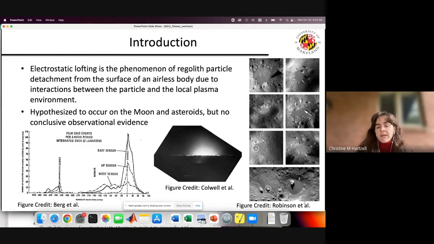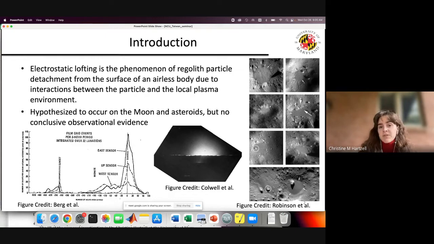So these, in the bottom of craters, a collection of small particles in the bottom of craters. It looks like a flat, smooth surface. And they call this a dust pond. And it was thought, well, maybe electrostatic lofting is causing particles to be deposited into these ponds. But nonetheless, we don't really have any conclusive evidence that these phenomena are occurring.